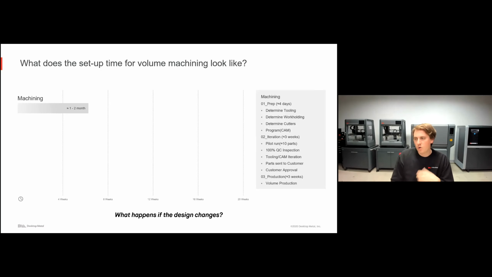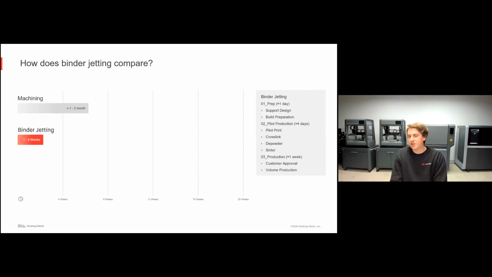Of course, now what happens if this design changes? Now we have to make drastic changes potentially to our work holding, to our tooling, to our CAM programming that can set this back weeks, if not months, in the design process. Potentially we have to start this design process completely over for the tooling process, which can add lots of cost and lots of lead time to our production. How does this compare to our binder jetting process? With binder jetting, we're not talking months, we're not talking multiple weeks, we're generally talking 1 to 2 weeks.